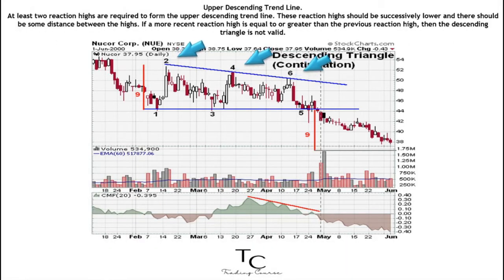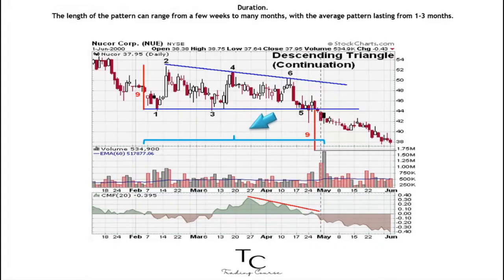Upper descending trend line. At least two reaction highs are required to form the upper descending trend line. These reaction highs should be successively lower and there should be some distance between the highs. If a more recent reaction high is equal to or greater than the previous reaction high, then the descending triangle is not valid.